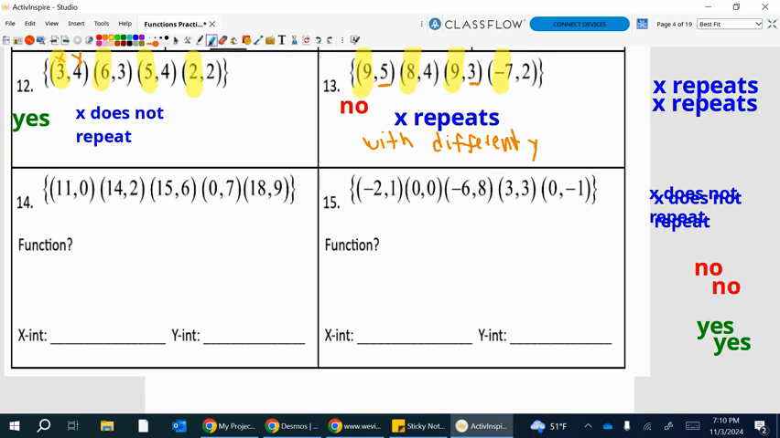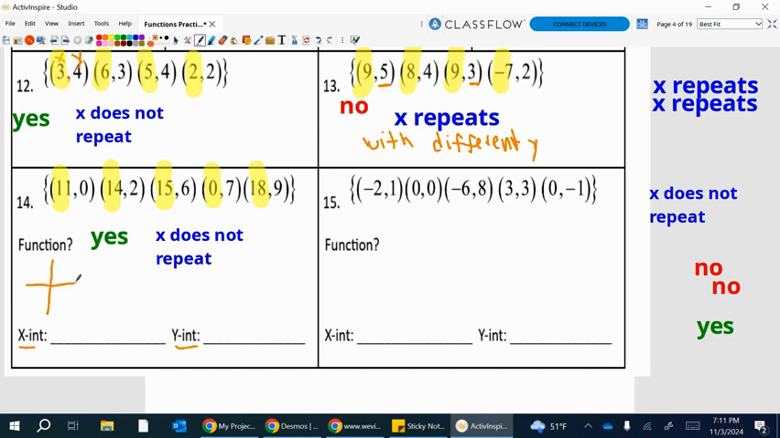All right, number 14. Here we go. 11, 14, 15, 0, and 18. So that's going to be a yes because x does not repeat. But this time it's also asking us to find the x-intercept and the y-intercept. I know that I'm going to draw a little graph here. This point represents an x-intercept and this point represents a y-intercept. I know that I need the number 0 in any intercept.